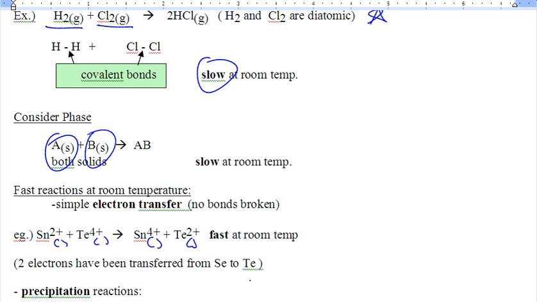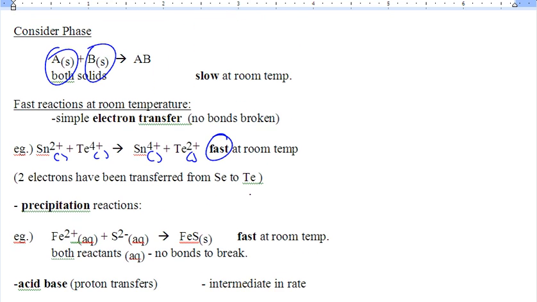Okay? But if you take things that are aqueous, that are already in ion form, they are looking for something to bond with, that's extremely fast. Gases are slow. Covalent bonds are slow. Solids are slow. Aqueous is fast. That is it, ladies and gentlemen. No other tricks, but you gotta just recognize what you see.